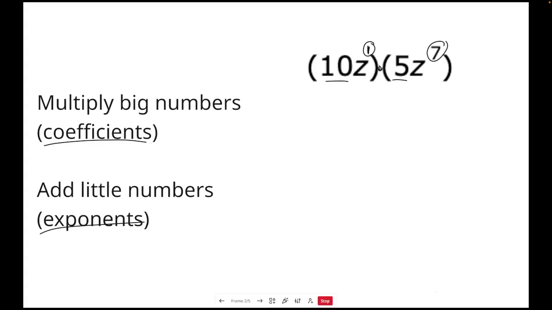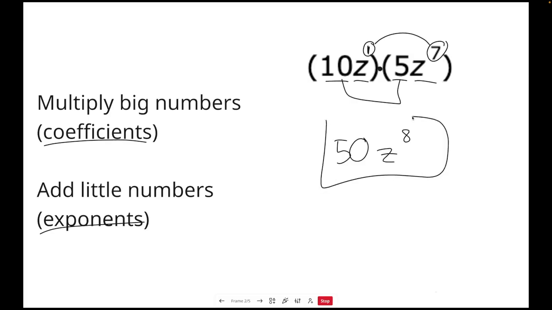So here we go. Multiply the big numbers or the coefficients. So we do 10 times 5, which is 50. And we are going to add the little numbers, the exponents. So 7 plus 1 is to the 8th power, and we keep the z. All right, notice how both of these have a z, and so our final answer is 50z to the 8th.